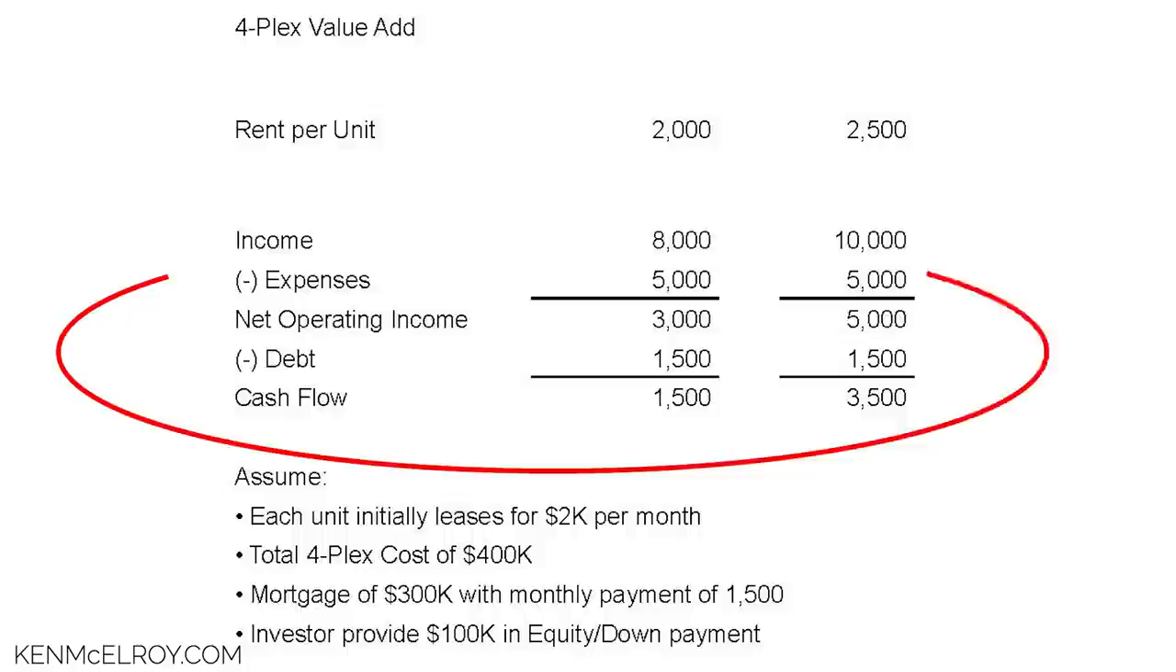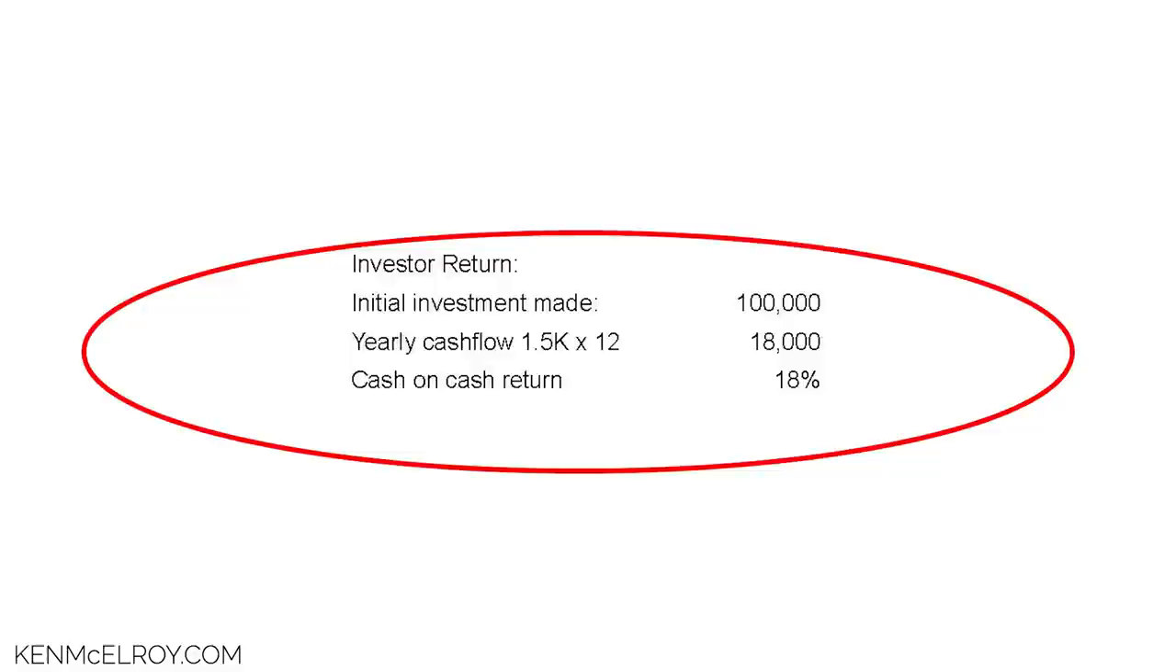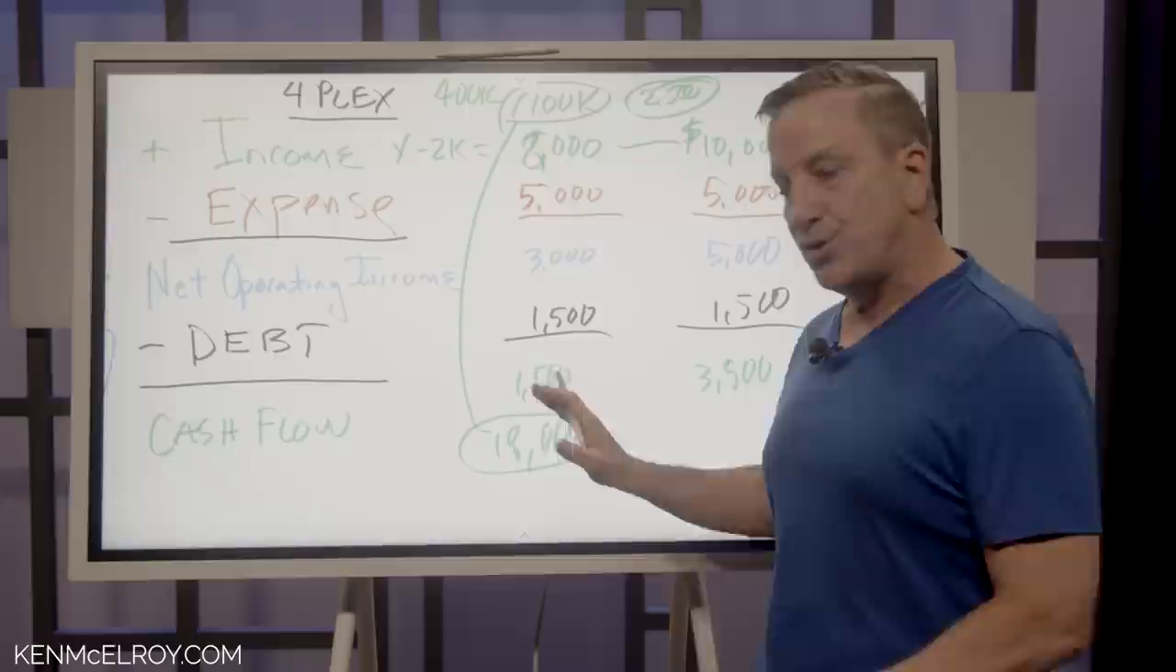So under the first scenario, it's a pretty good deal. There's about $18,000 of cash flow against $100,000 investment. So this is about an 18% cash on cash return. Now, you're going to have some vacancy. This isn't perfect. Your debt might be a little higher. Your expenses might be a little higher, a little lower, but you kind of get the point. But now what you're doing is you're showing them a $2,000 value add.